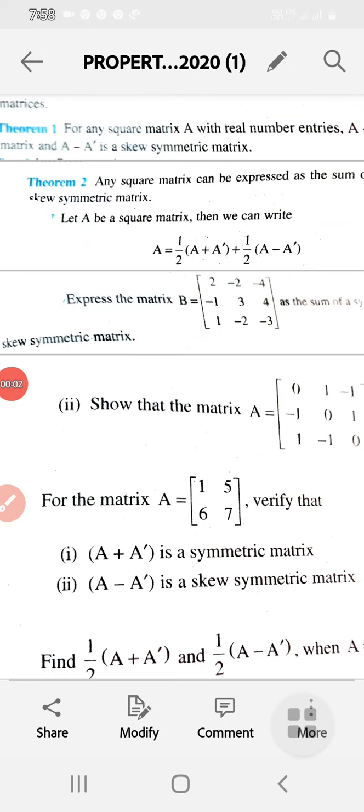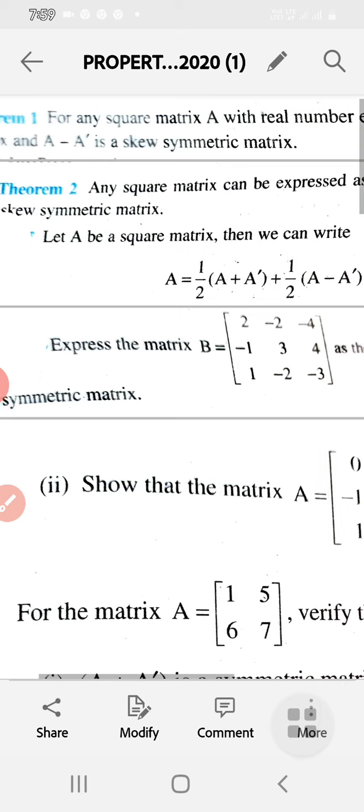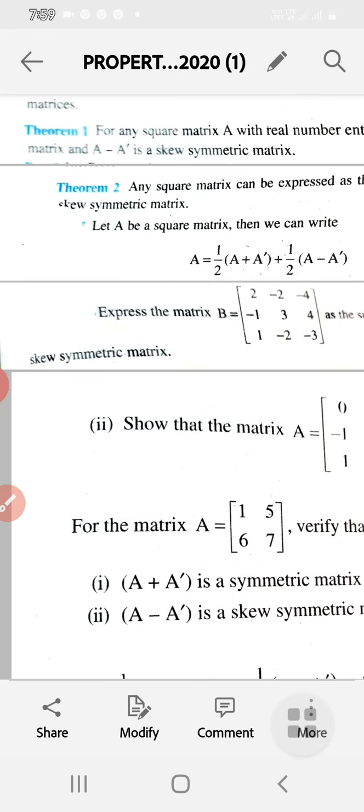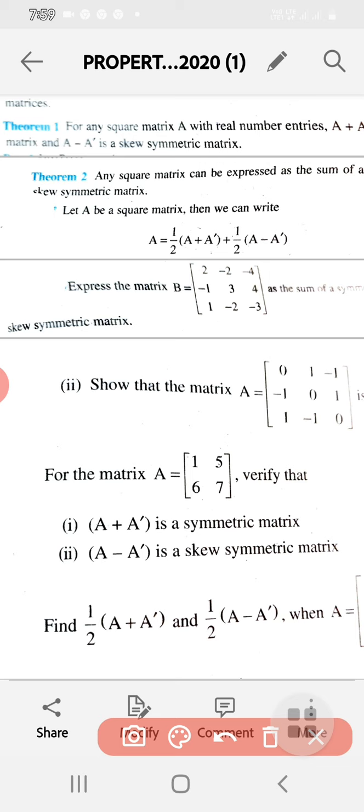Okay, let us continue our classes on matrices. In this class, let us learn about two important statements or theorems regarding symmetric and skew symmetric matrices. Observe the statements carefully.